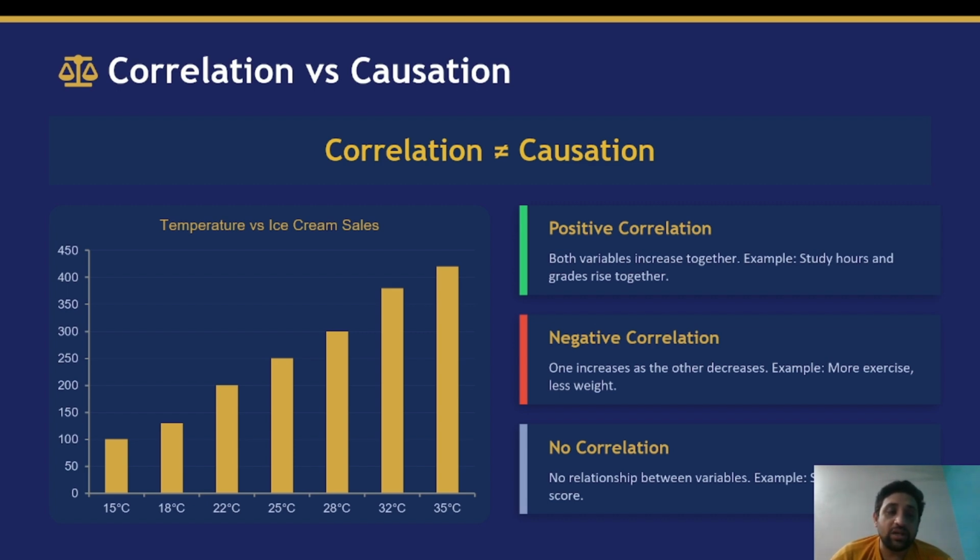However, correlation does not imply causation. A famous example is that ice cream sales and drowning rates both increase in summer, but ice cream does not cause drowning. The hidden factor here is temperature. Therefore, it is important to identify underlying variables before concluding cause and effect relationships.